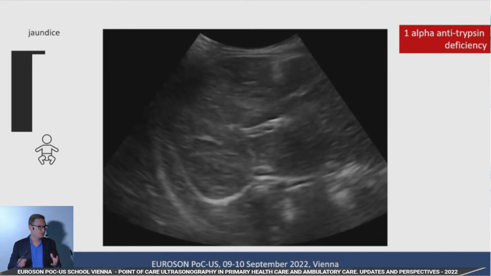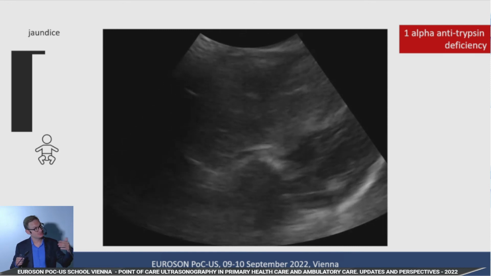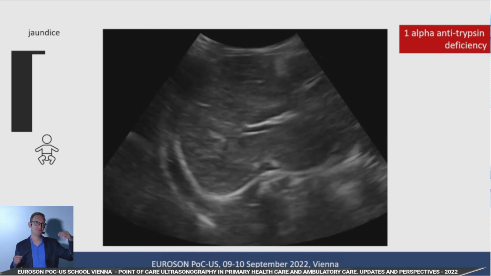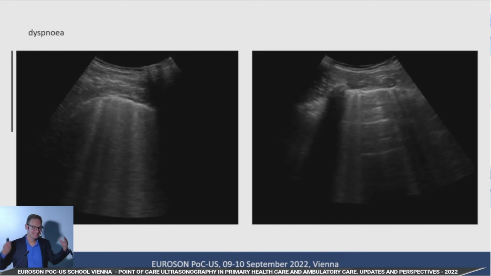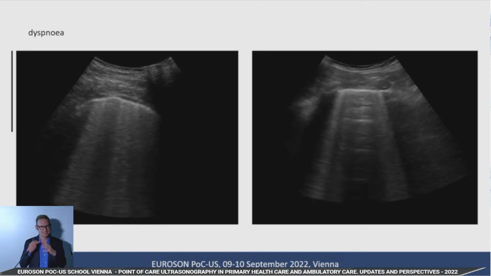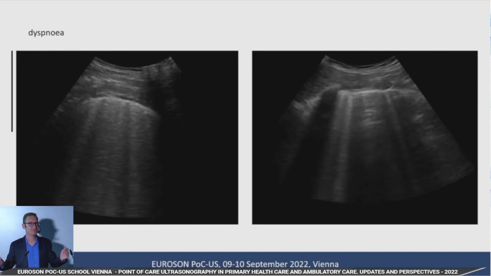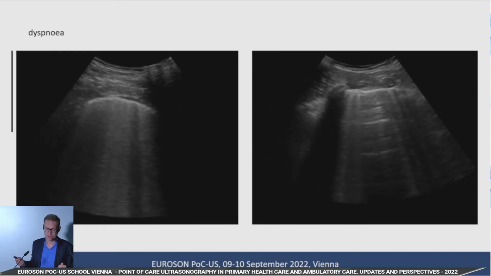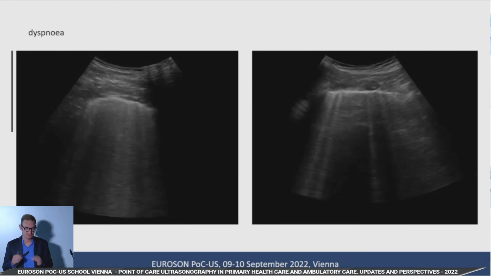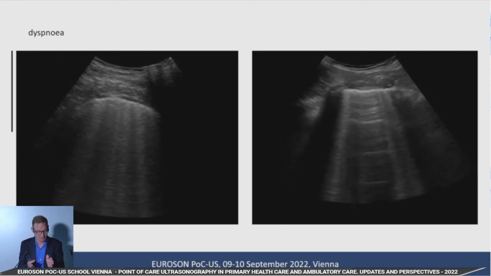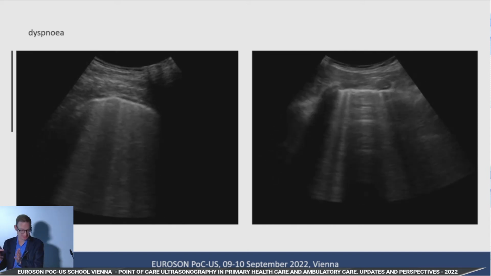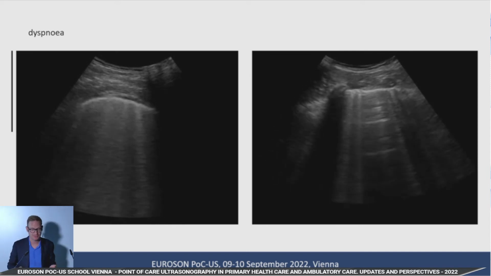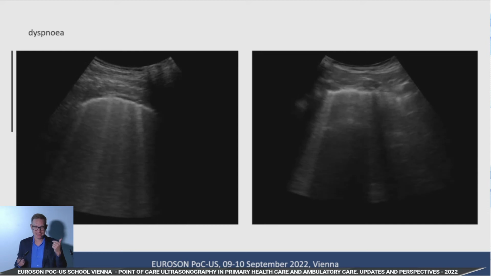And this is the jaundice. Also, different patients, different situation, the same symptoms, different things hidden behind the symptoms. Of course, dyspnea, of course, interstitial pneumonia, which was very common and still is very common due to COVID-19. But remember that this kind of image is not only for COVID-19, but also other diseases that might cause interstitial pneumonia.